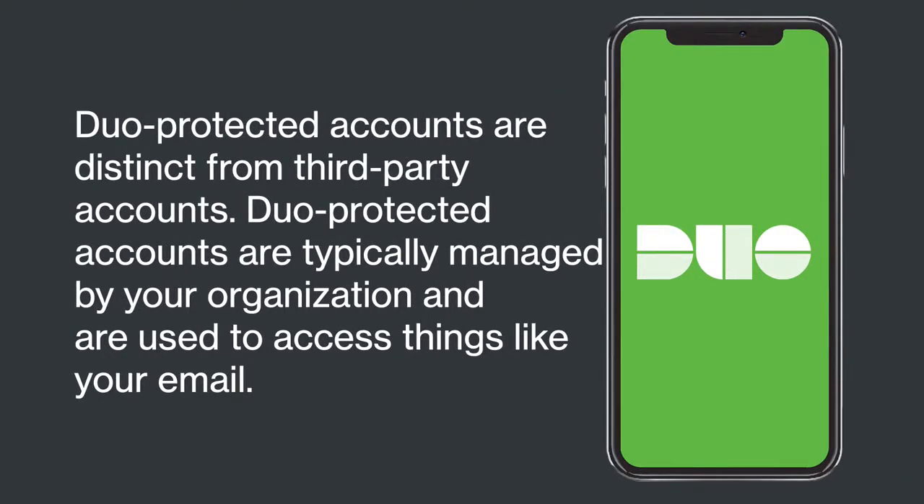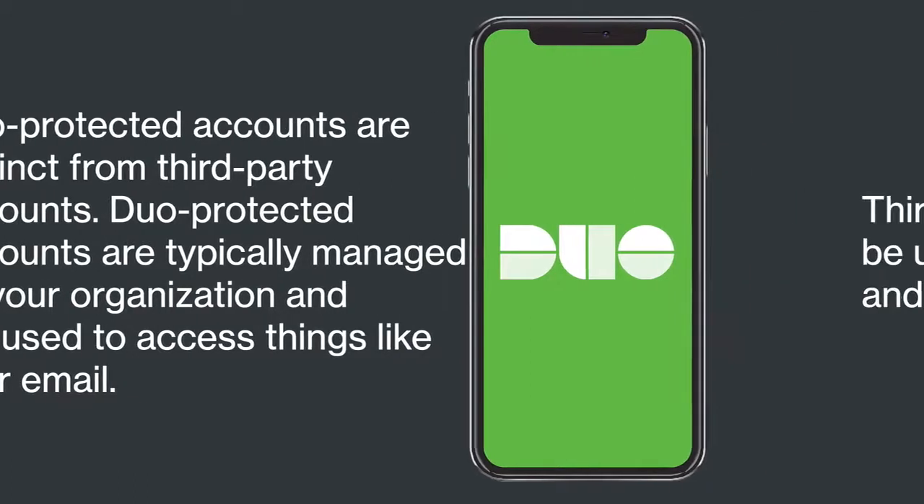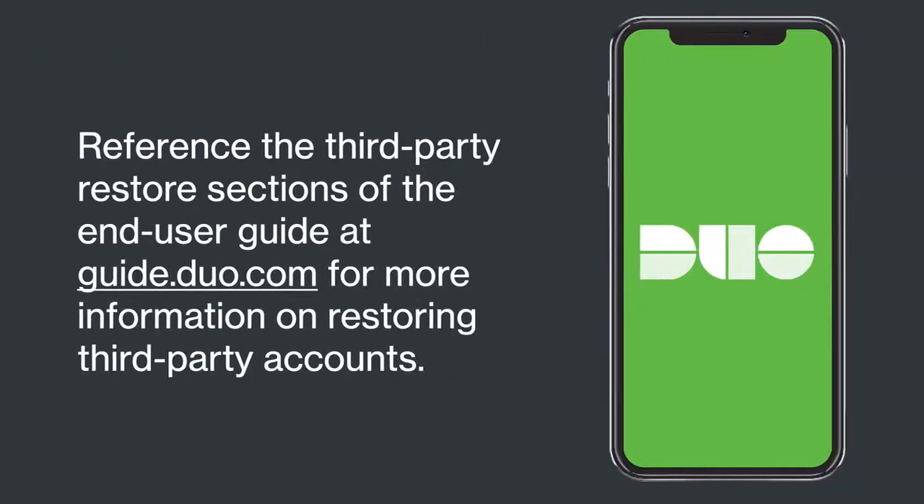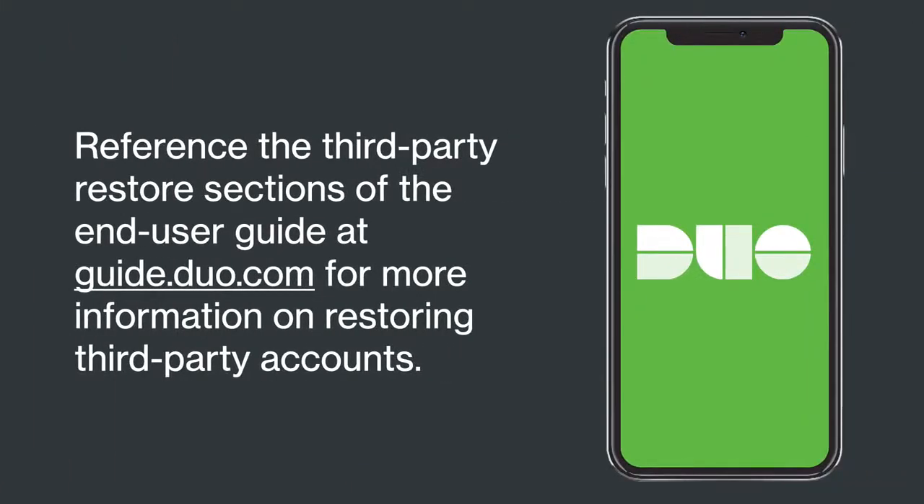Duo protected accounts are typically managed by your company, university, or other organization and are used to access things like your email. Third-party accounts can only be used to generate passcodes and do not support Duo Push. Please reference the third-party restore sections of the end-user guide for more information on restoring third-party accounts.